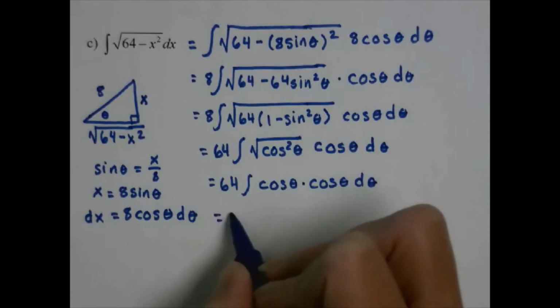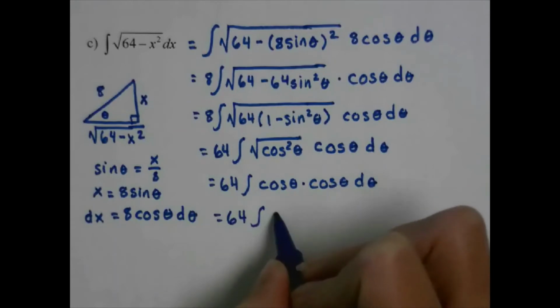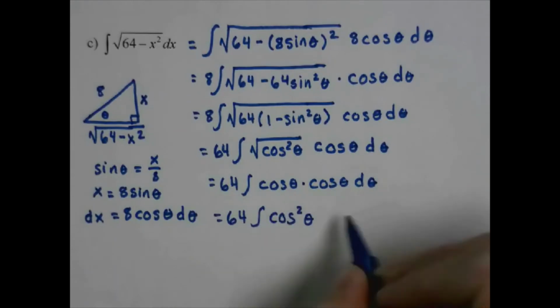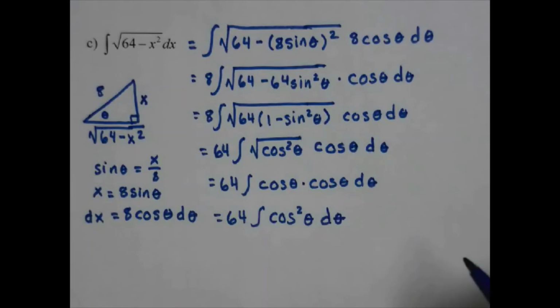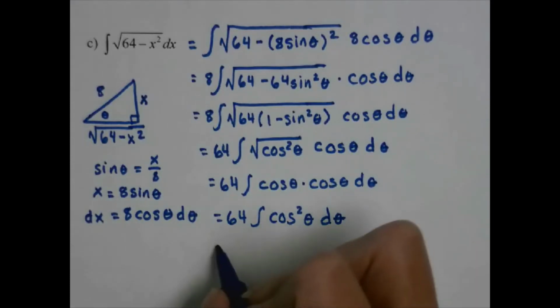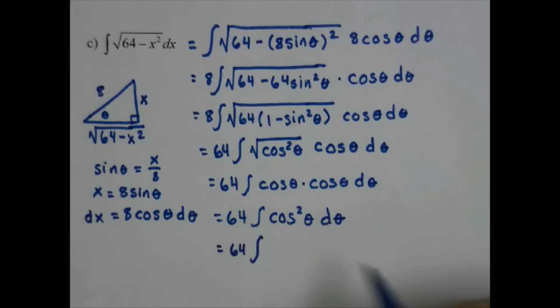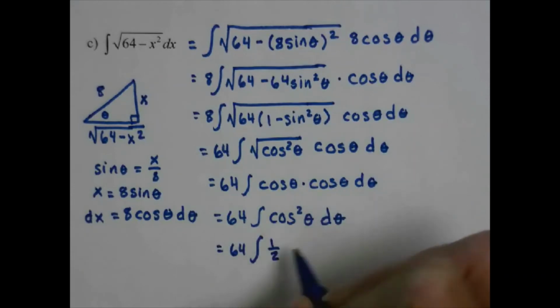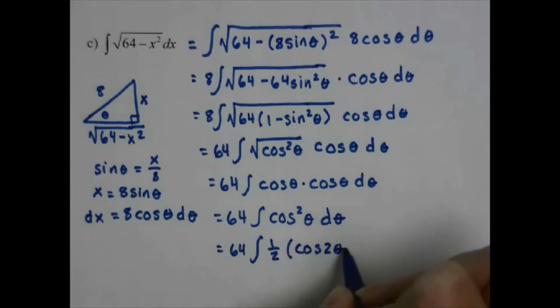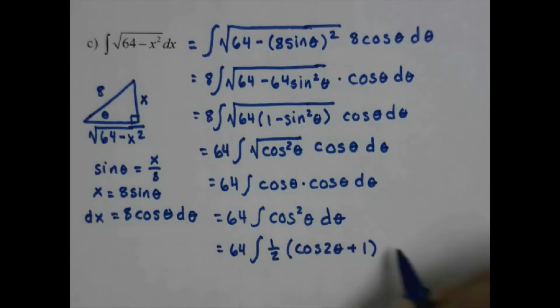So now we have the integral of cosine squared theta d theta. When we're doing the integral of cosine squared or sine squared, we're going to use the double angle replacement. So that's going to be, for cosine, 1/2 times (1 plus cosine 2 theta). And then that's what we integrate.